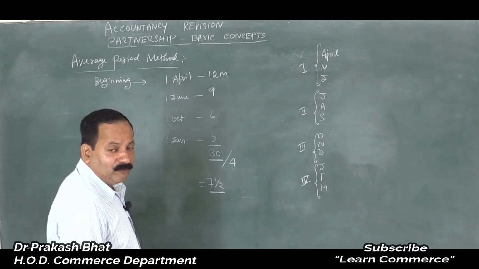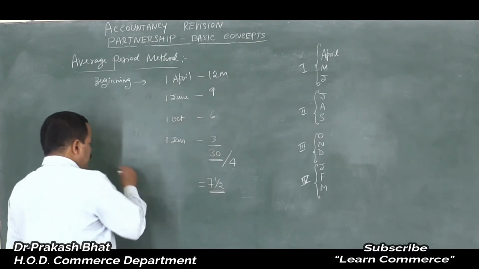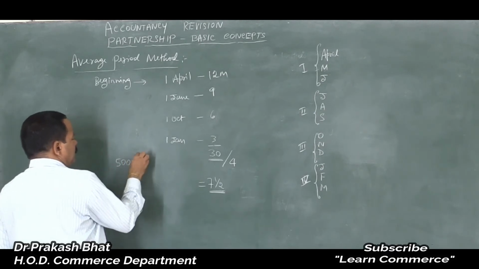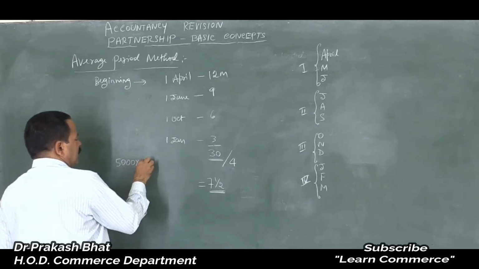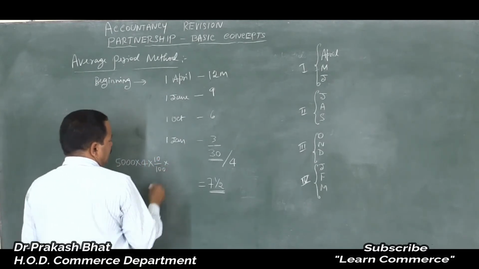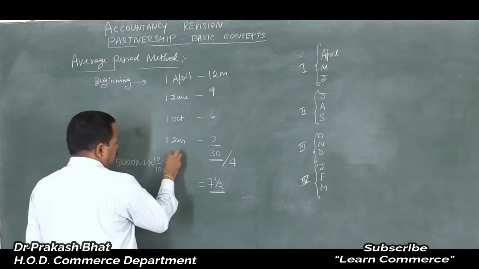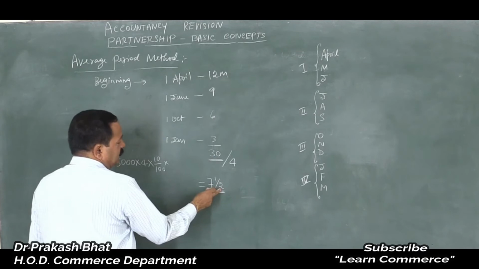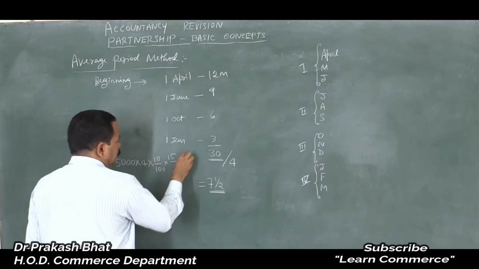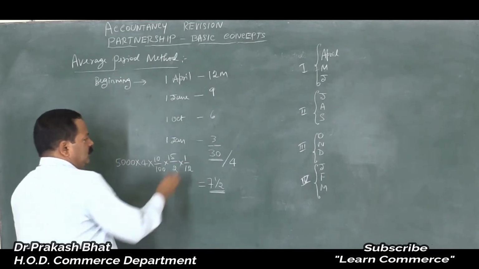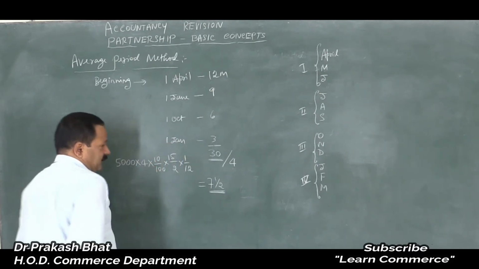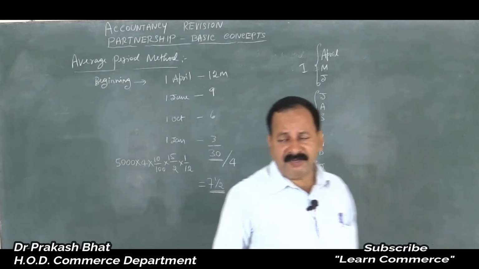What is the formula? Let us take 5,000. How many withdrawals? 4 withdrawals, correct. Into 10% rate of interest into 7.5 months. 7.5 months means 15 by 2 into 1 by 12. Or instead of writing this, you just write 10 by 100 into 7.5. Done. Very simple. Don't make it complicated.